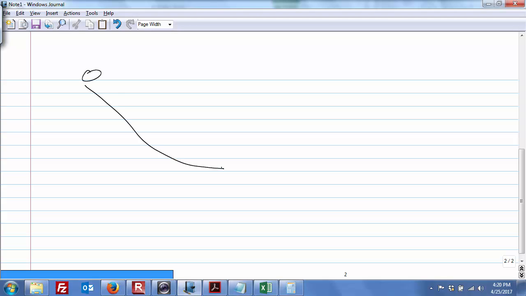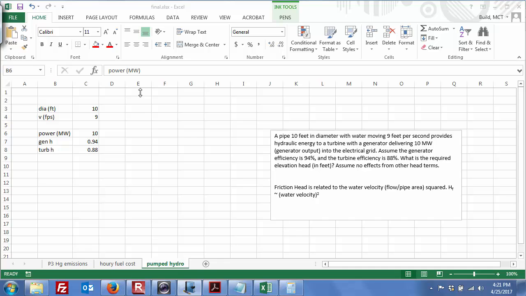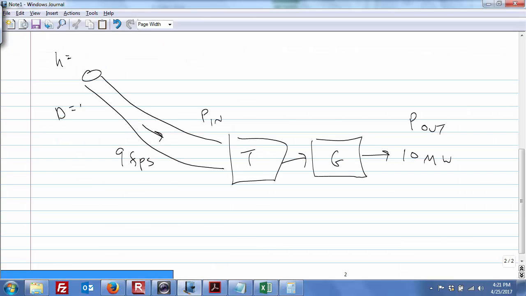Here's the pipe. Here's the turbine. Here's the generator. And here's 10 megawatts coming out. So the power, this is power out. 12 feet per second. Okay. Head equals, what did we say? That's what you're looking for. That's G equals 10 feet, perfect, okay.